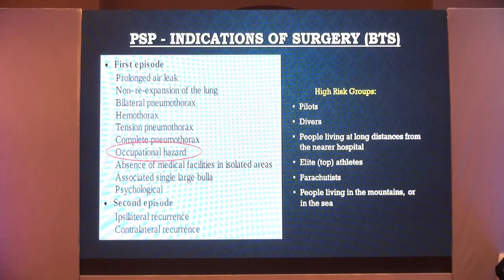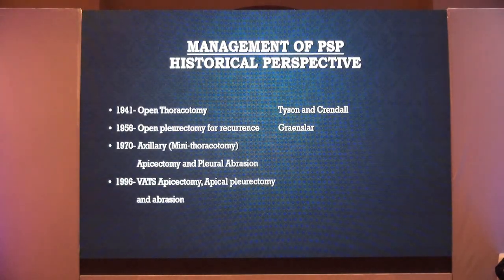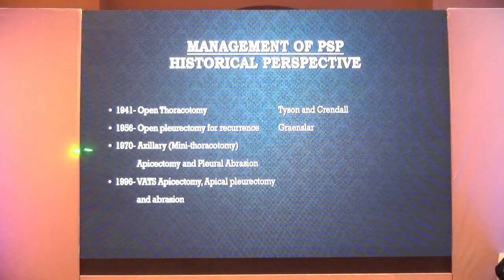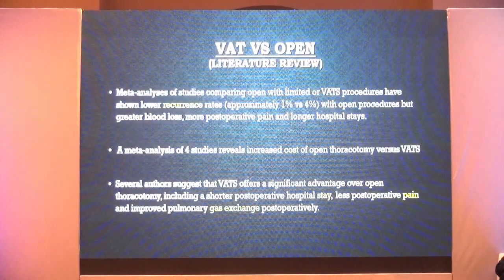After second episode, be it ipsilateral recurrence or a contralateral recurrence, there is indication for surgery. The surgery can be open or it can be by VATS. And what you do is you do the apicectomy, which we call also apical stapling. Then the apical part of the hemithorax, where the pleurectomy is done in order to make adhesions between the lung and the chest wall, or abrasion of the lower part of the lung.